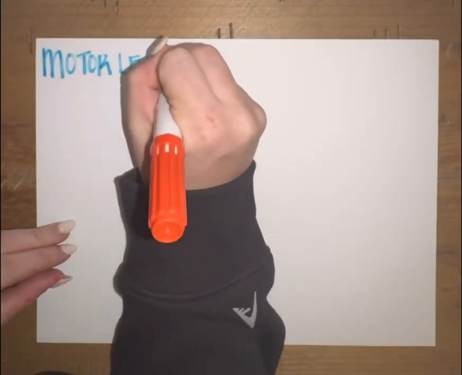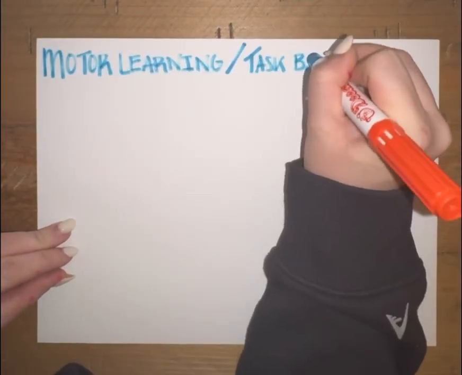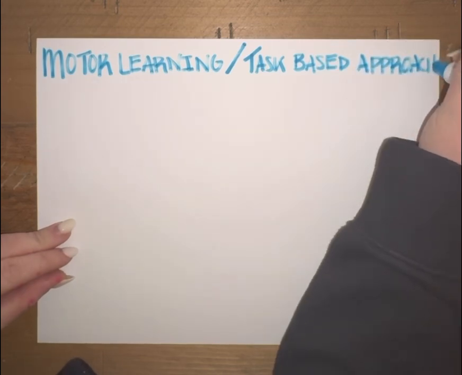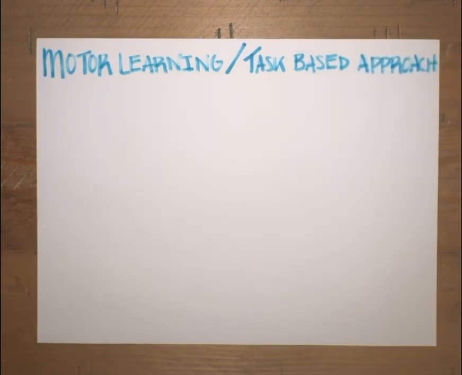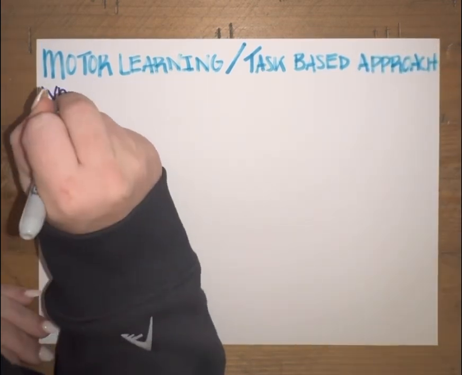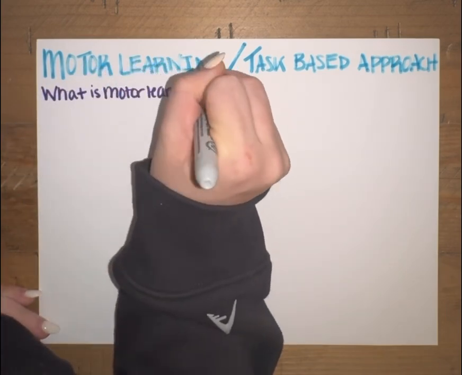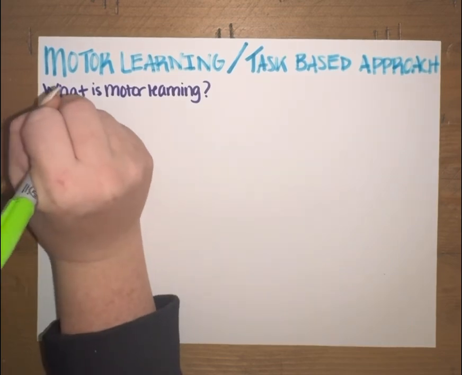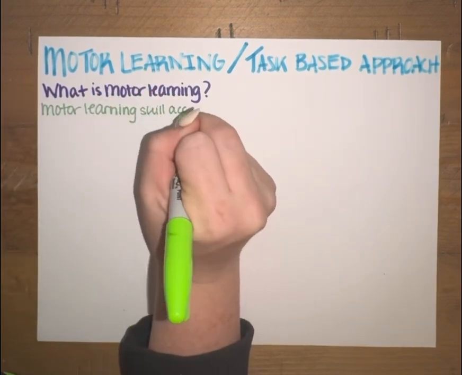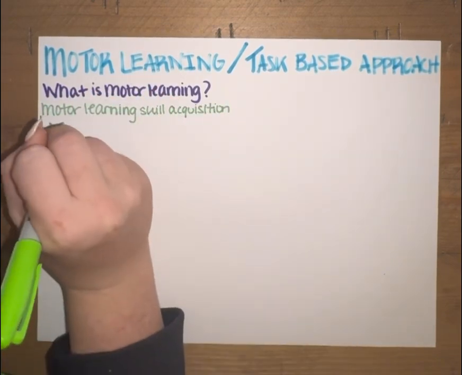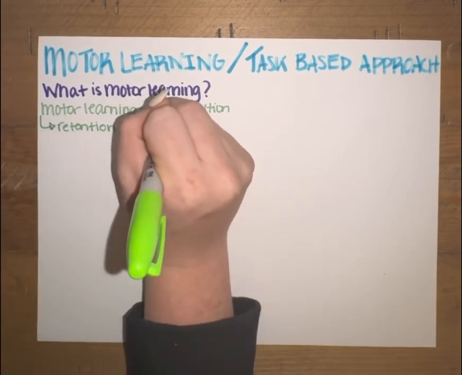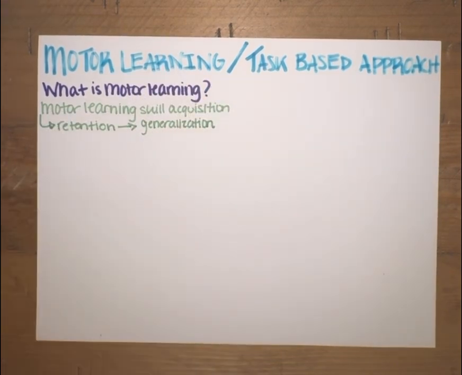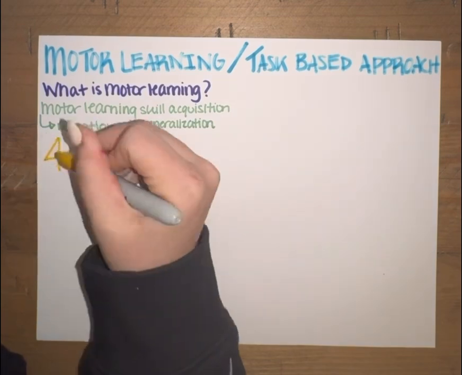Today we will be talking about motor learning in the task-based approach. To start, let's define what exactly is motor learning. Motor learning is the process by which practice and experience leads to permanent changes and improvements in an individual's capability for certain skilled movements. Through motor learning, skill acquisition leads to retention, which in return will lead to generalization.